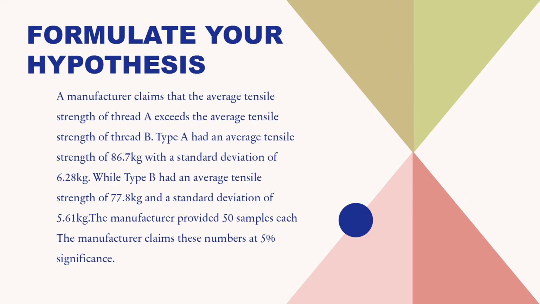Next is that we have to formulate the hypothesis. So again, the manufacturer claims that thread A, notice the wording, exceeds the average tensile strength of thread B. So when we formulate the alternative hypothesis, we say thread A exceeds thread B. And to represent that mathematically, you have thread A is greater than thread B.